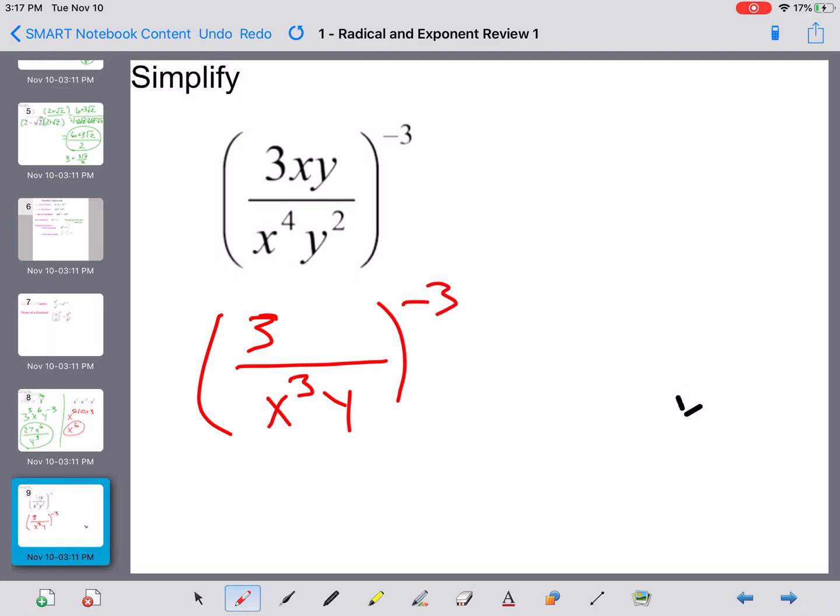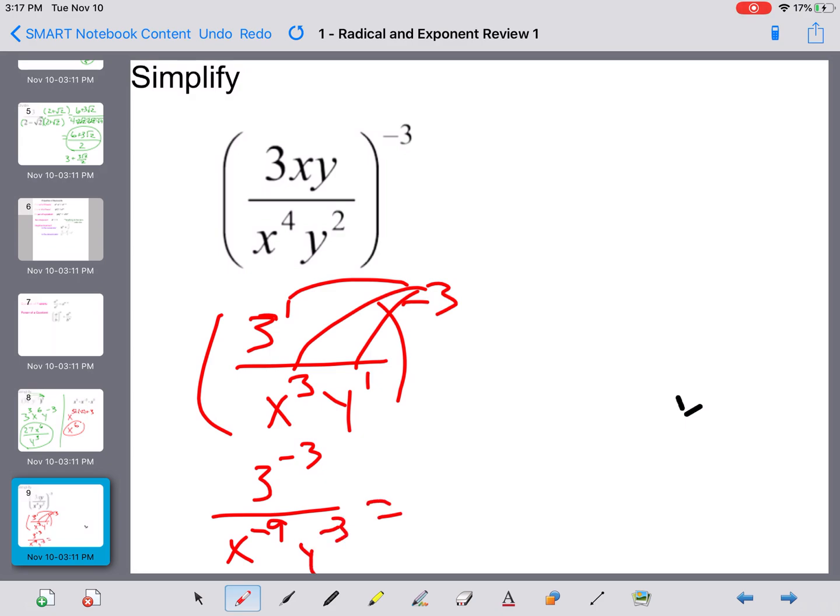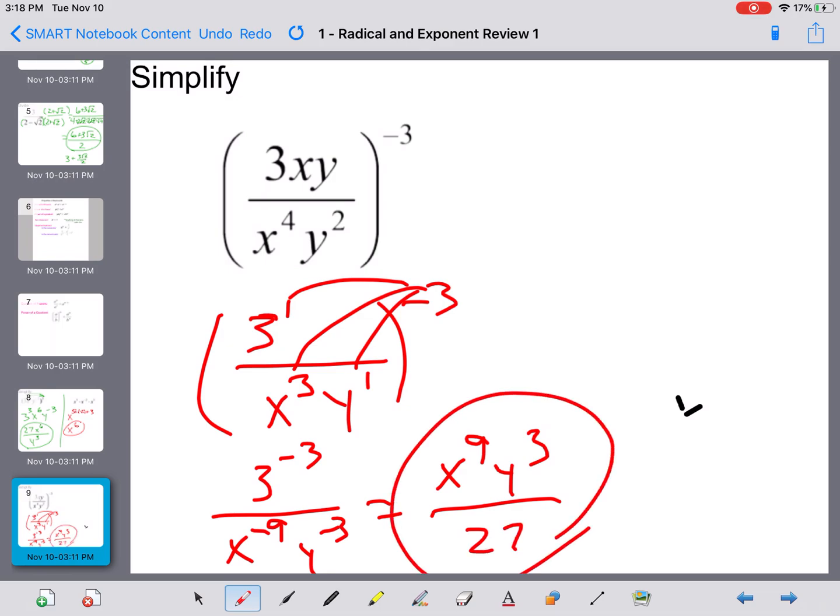So when we distribute that exponent, we just need to remember that there's a 1 there and a 1 there. So this goes to all 3 exponents. So we're going to end up with 3 to the negative 3rd over x to the 3 times negative 3 is negative 9, y to the negative 3. All the exponents are negative, so they're going to move. So we have x to the 9th up top, y to the 3rd over 3 to the 3rd, which we should know is 27. And that would be our final answer.